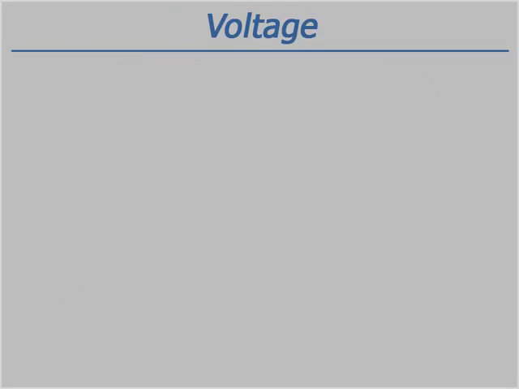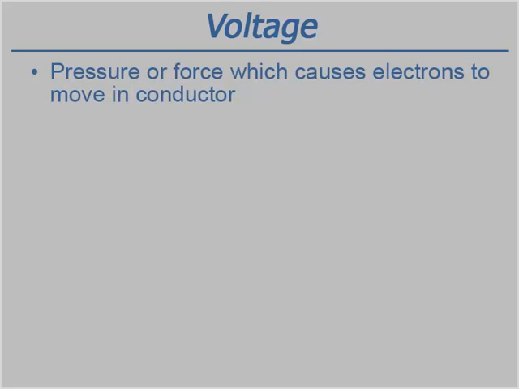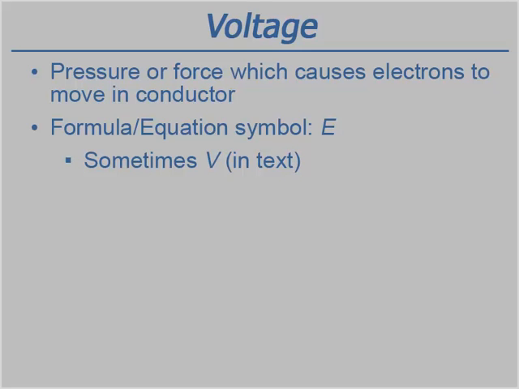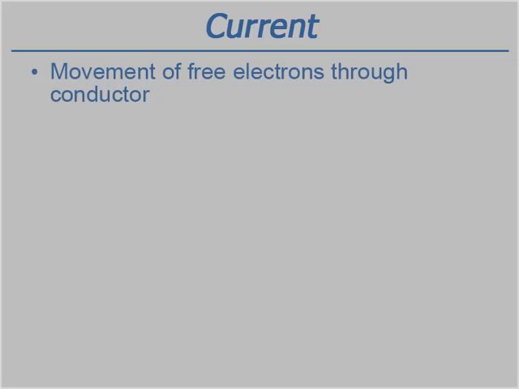Voltage, electromotive force, that is, EMF, or potential difference, is described as the pressure or force that causes electrons to move in a conductor. In electrical formulas and equations, voltage is symbolized with a capital E, or sometimes in texts as a V. Electron current, or flow, is described as the movement of free electrons through a conductor.